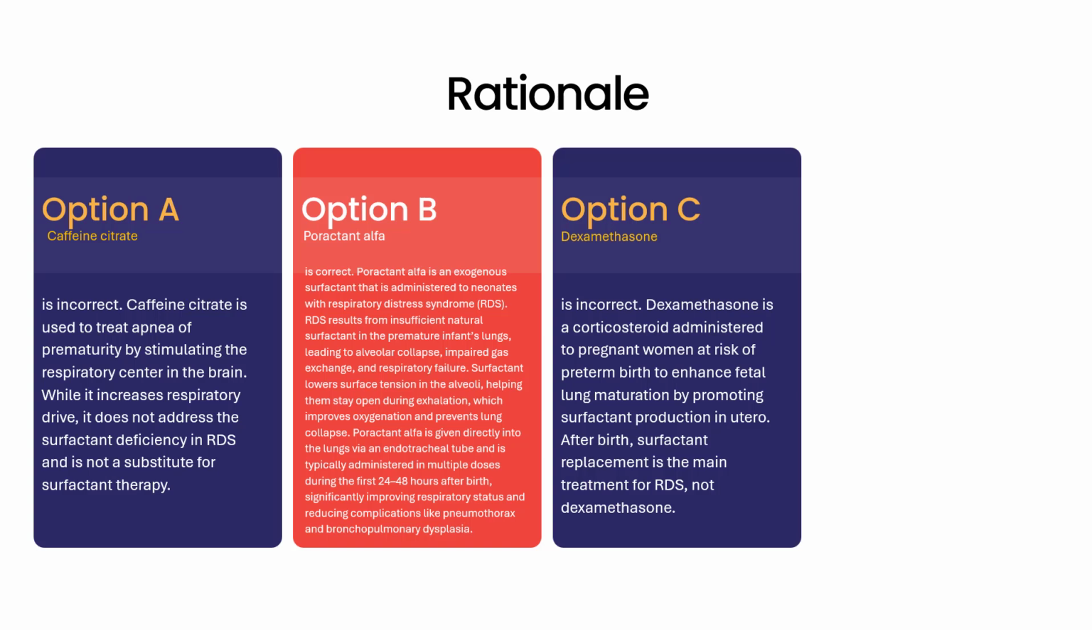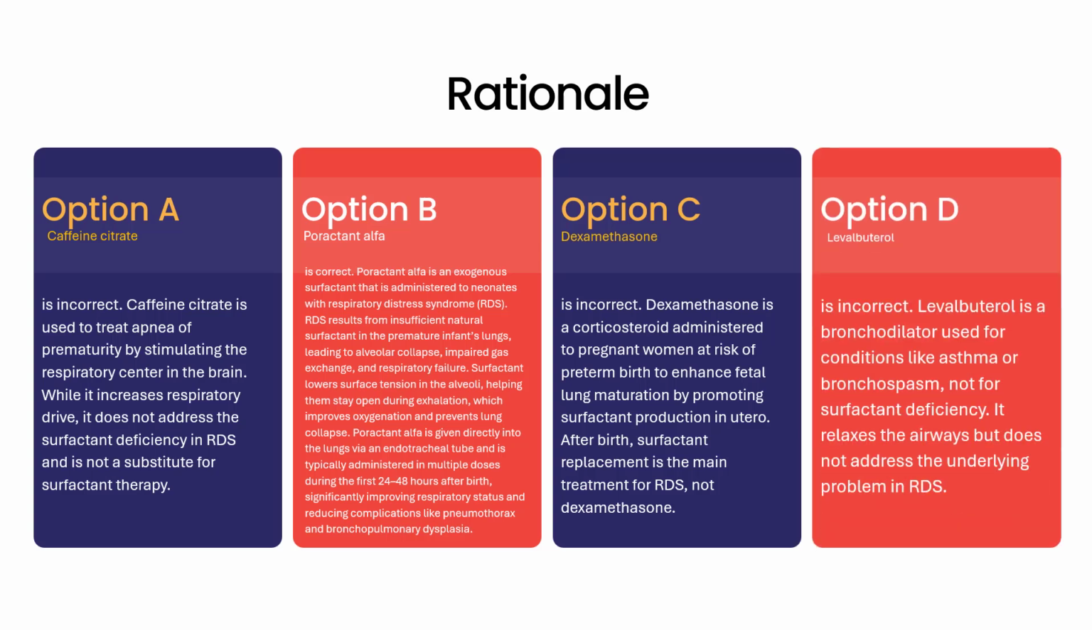C is incorrect. Dexamethasone is a corticosteroid administered to pregnant women at risk of preterm birth to enhance fetal lung maturation by promoting surfactant production in utero. After birth, surfactant replacement is the main treatment for respiratory distress syndrome, not dexamethasone.